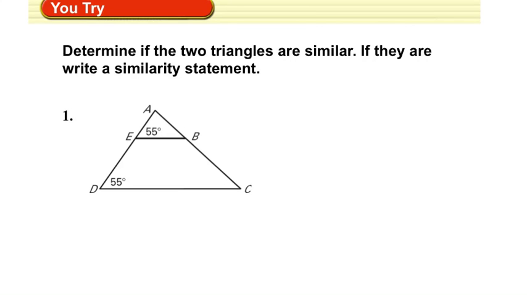Okay, for the following three examples, I'd like you to try these on your own. So just try to determine whether or not you have enough information to show that the triangles are similar. And if they are, make sure you write the similarity statement, meaning write the order of the letters for each triangle correctly. So I'm just going to go ahead and give you the solutions to these, but I do want you to pause the video and try to work them out on your own.